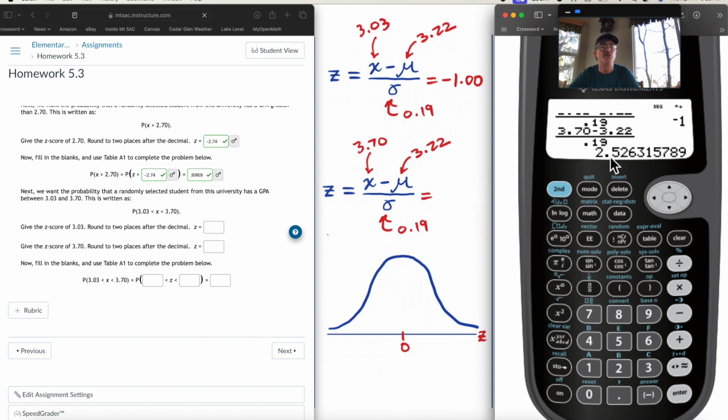Here I'm going to have to go with 2.53, I guess. So I'll put that down here as 2.53. Okay, and I want the area in between these. So I'm going from -1, which I'll put like right here, -1.00. And then the 2.53 is a little bit further out on the right side, 2.53. And this time I want the area between these, so I'll go ahead and highlight that.